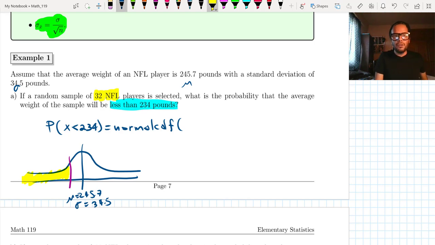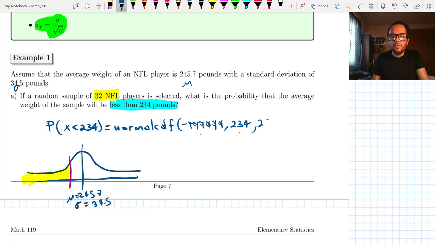So we are going to look for a negative huge number, which is our lowest, and then the largest, which is 234, or the upper rather, that's lower, upper. The mean remains the same, 245.7.